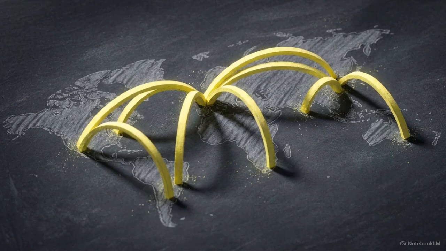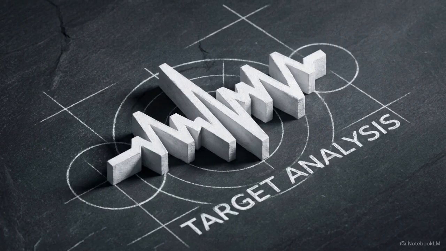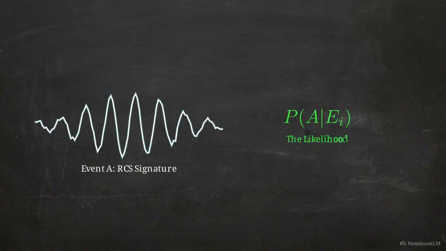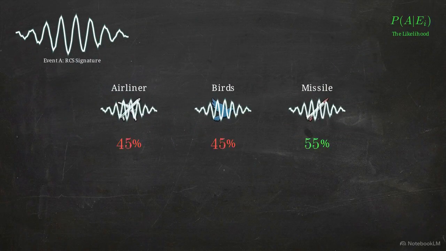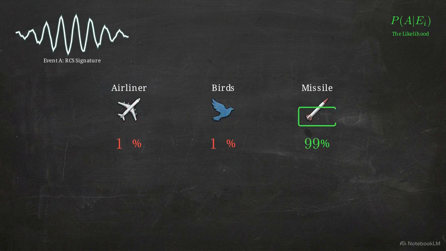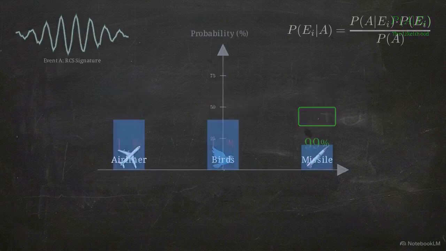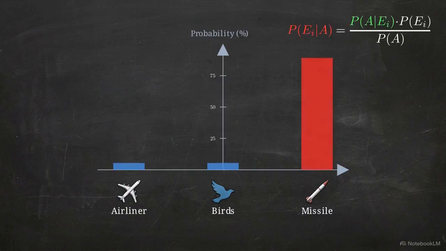As the object approaches, the radar records a specific radar cross-section, or RCS. This is the new physical evidence. The system uses this RCS signature as the likelihood term. What is the probability of seeing this signature if the target is a bird versus a plane versus a missile? It uses that answer to update the probabilities across all three causes.